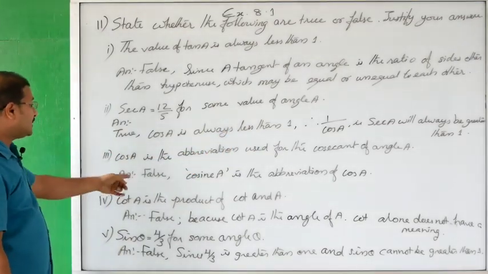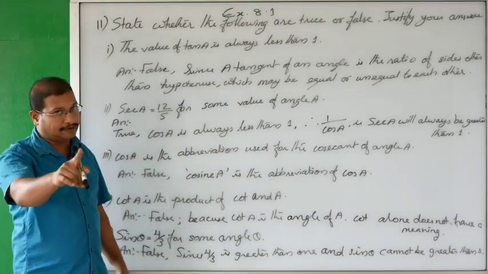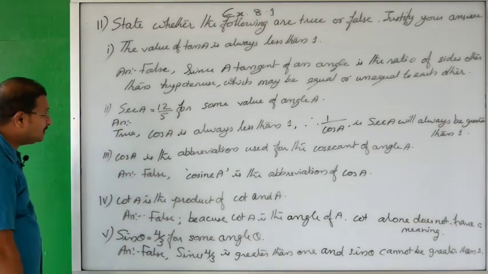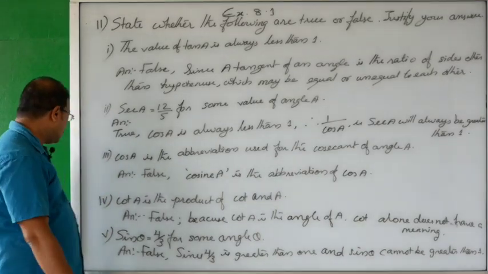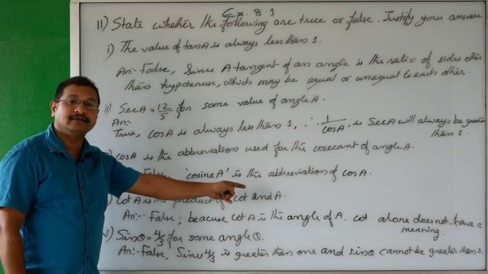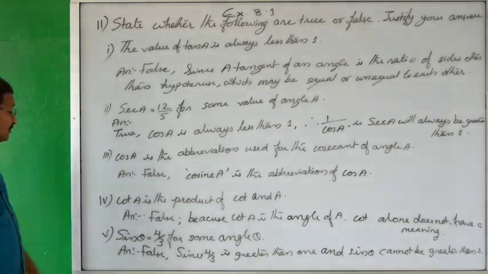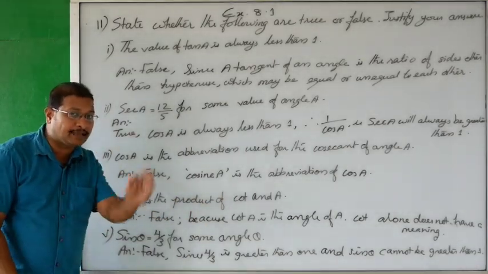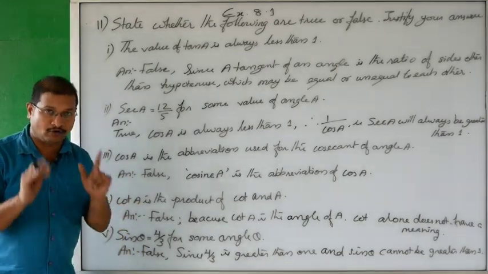Third one: cos A is the abbreviation used for cosecant of angle A. True or false? False, because we know that cosine is the abbreviation of cos. Now fourth: cot A is the product of cot and A. We know that is false. The reason: because cot A is the angle of A, and if you keep cot A separate, means if you keep cot A alone, there is no value or no meaning.